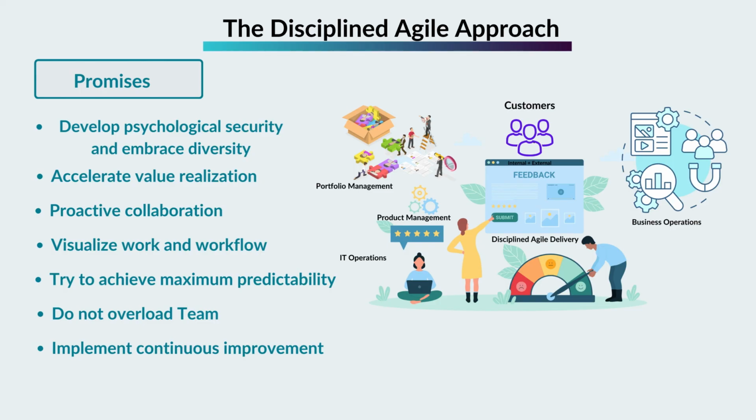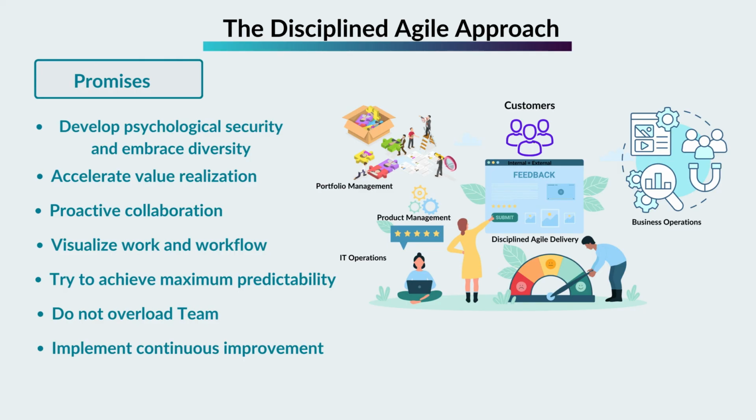Accelerate value realization: in Disciplined Agile, the term value refers to both customer and business value. It should be architected in such a way that it has the potential to improve consistency, quality, reliability, and reduce the operational cost over time. Proactive collaboration: the disciplined agilist should focus on adding value as a whole, not on individual work. Instead of waiting for someone to ask passively, volunteer proactively.